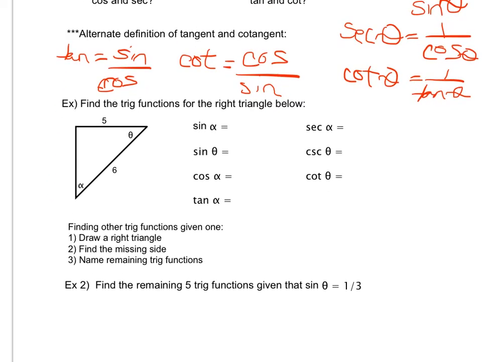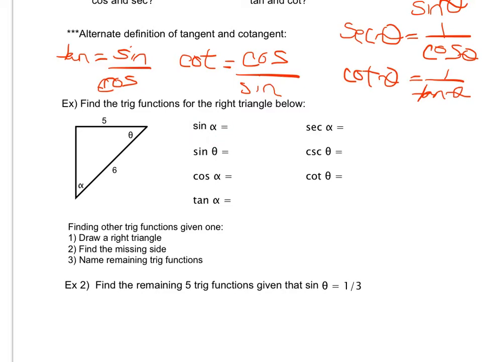So the first example here, I'm actually given a picture of a right triangle. My right angle is going to be right here. I have this angle labeled as theta and this one labeled as alpha. So I'm going to go ahead and find my 6 trig functions. I think I actually have more than 6 here because I have a couple of them overlapping just to show how it works with a different angle.